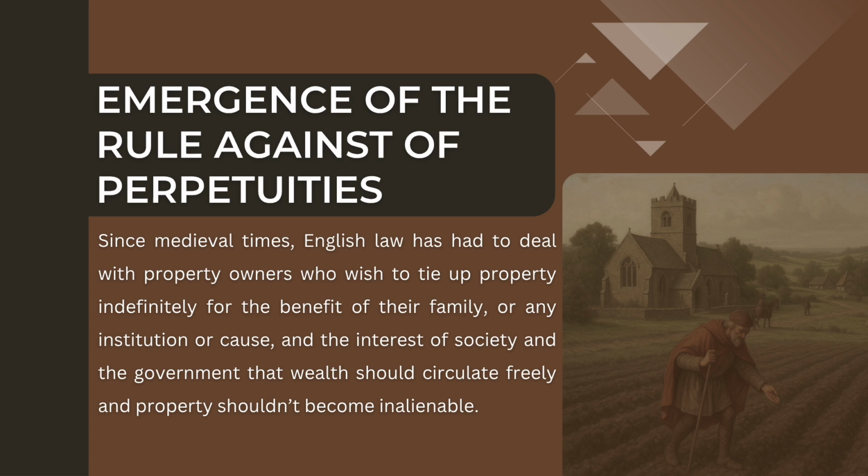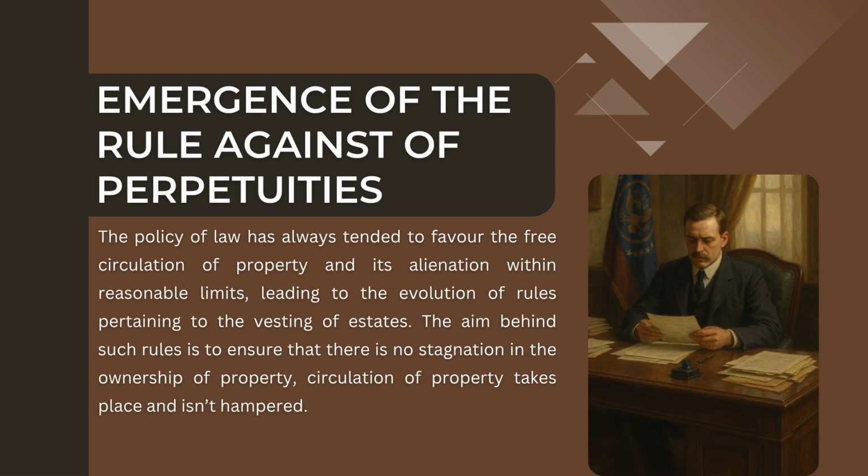Since medieval times, English law has had to deal with property owners who wish to tie up property indefinitely for the benefit of their family or any institution or cause, and the interest of society and the government that wealth should circulate freely and property shouldn't become inalienable. The policy of law has always tended to favor the free circulation of property and its alienation within reasonable limits, leading to the evolution of rules pertaining to the vesting of estates. The aim behind such rules is to ensure that there is no stagnation in the ownership of property, and that circulation of property takes place and isn't hampered.